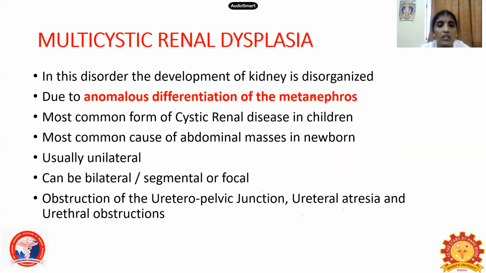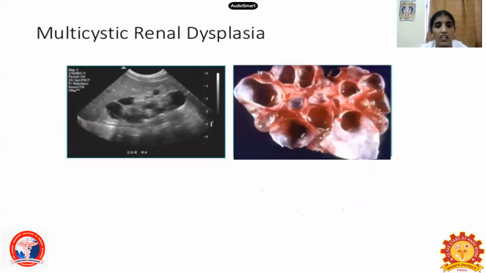Multicystic renal dysplasia is where the development of the kidney is disorganized. It is mainly due to anomalous differentiation of the metanephros and is the most common form of cystic renal disease in children, and is also the most common cause of abdominal mass in newborns. So these two could be some of the NEET PG entrance exam questions. Most common form of cystic renal disease, most common cause of abdominal mass in newborn. It is usually unilateral but can be bilateral. It is most commonly associated with obstruction of the ureteral junction and urethral obstruction.